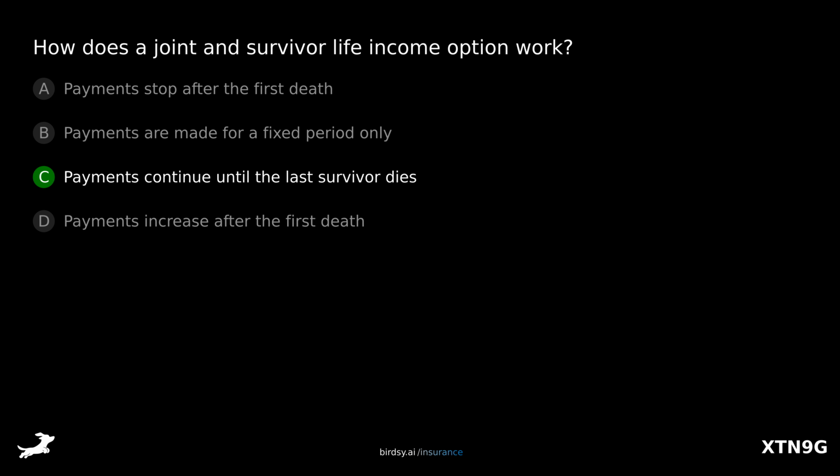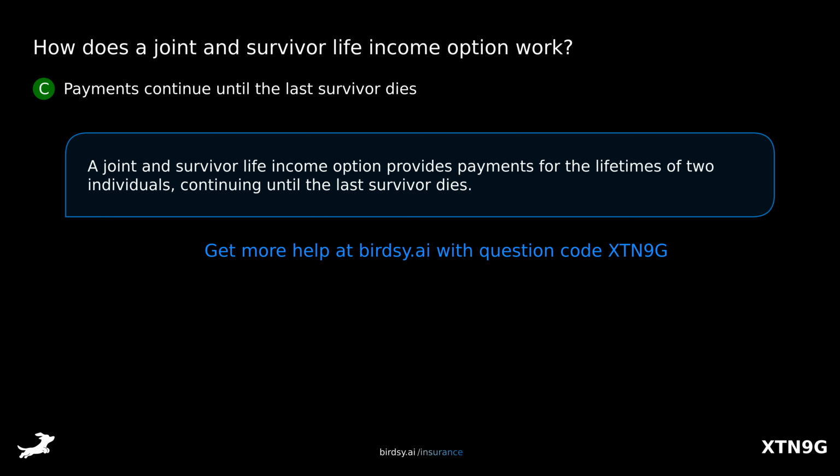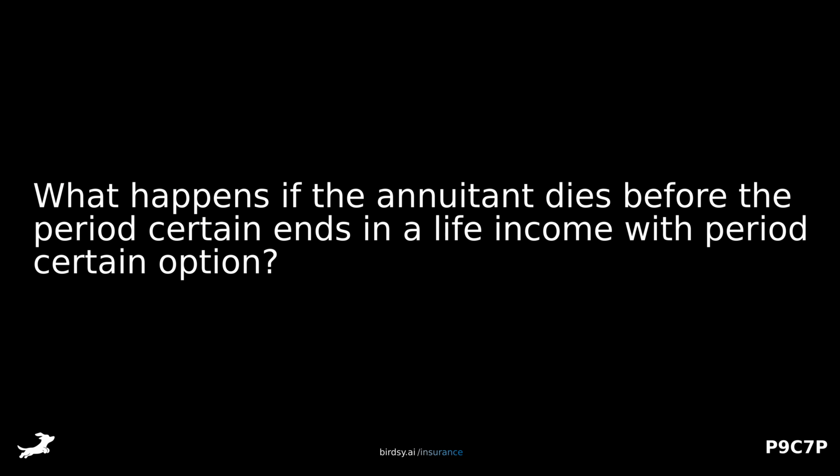The answer is C, payments continue until the last survivor dies. A joint and survivor life income option provides payments for the lifetimes of two individuals, continuing until the last survivor dies. What happens if the annuitant dies before the period certain ends in a life income with period certain option?